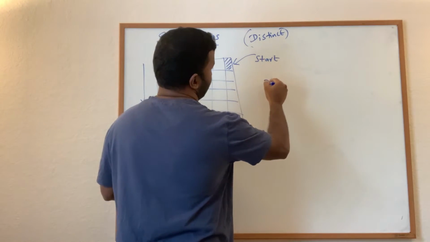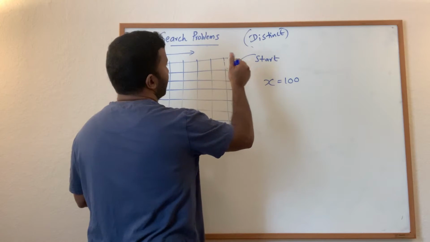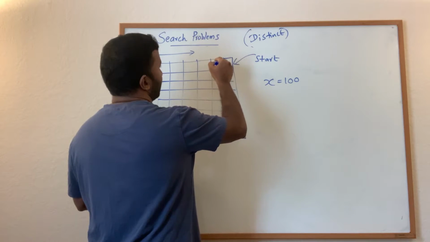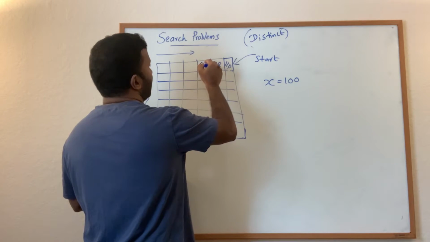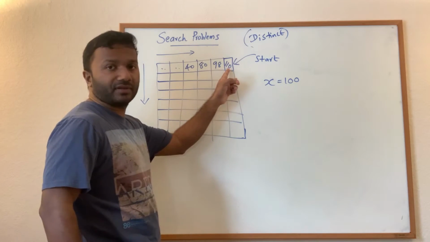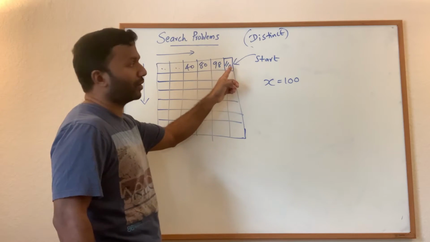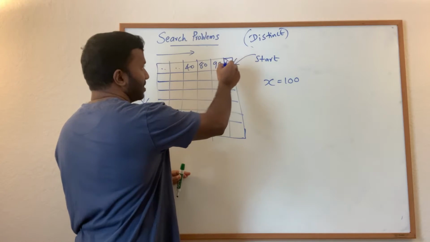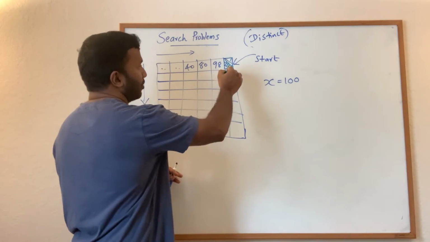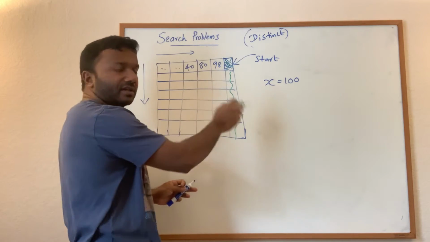Let's take a small example. Let's say x is 100. I'm looking for x is 100, and let's say the first number is 110, the second number is 98, then 80, 40, etc. First I will compare this number with x, and I see that this is more than x. So if at all x is there in the first row, it has to be on this side. So I can forget about this number, and I can also forget about this entire column, because all the numbers here are going to be more than 100.